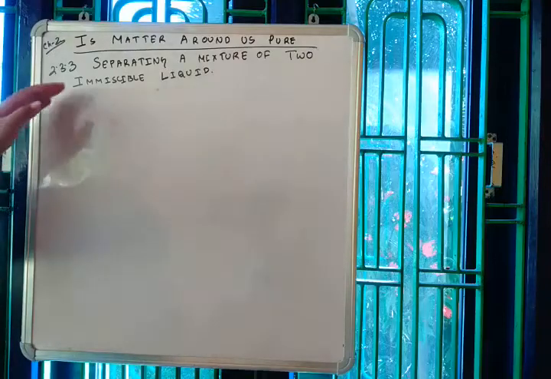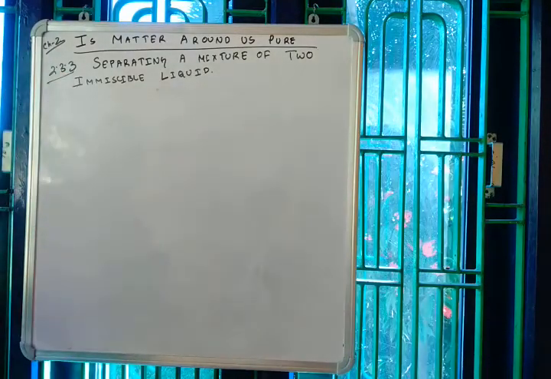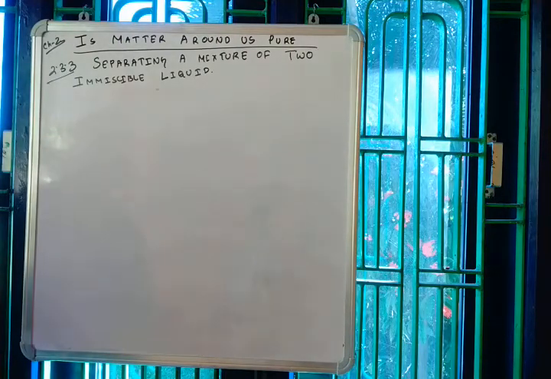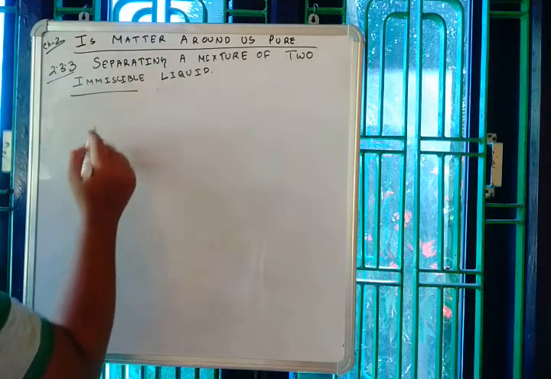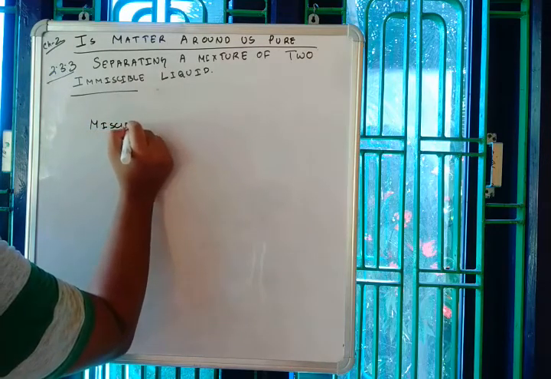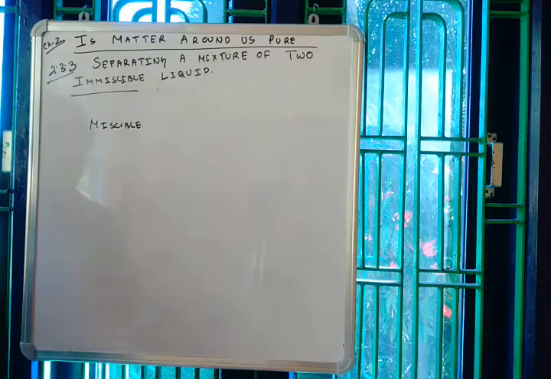So this is the third method, 2.3.3, separating a mixture of two immiscible liquids. So first of all, before starting this particular topic, you need to understand what is immiscible and what is miscible.